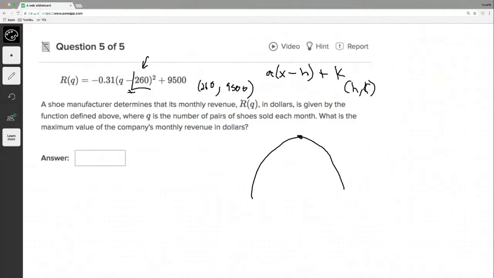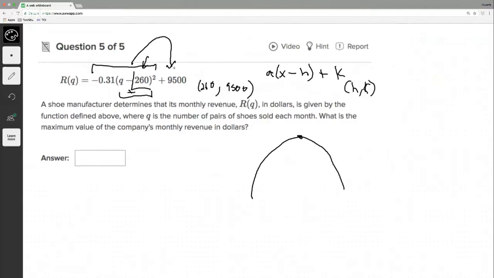If you don't know vertex form, you could also look at this problem logically and say this whole thing is always going to be negative, because this part in the squared is going to be positive. It's multiplied by negative 0.31. That quantity is always going to be negative. So when it's added to 9,500, it's always going to make it go below 9,500. That means 9,500 is the highest point we can reach.